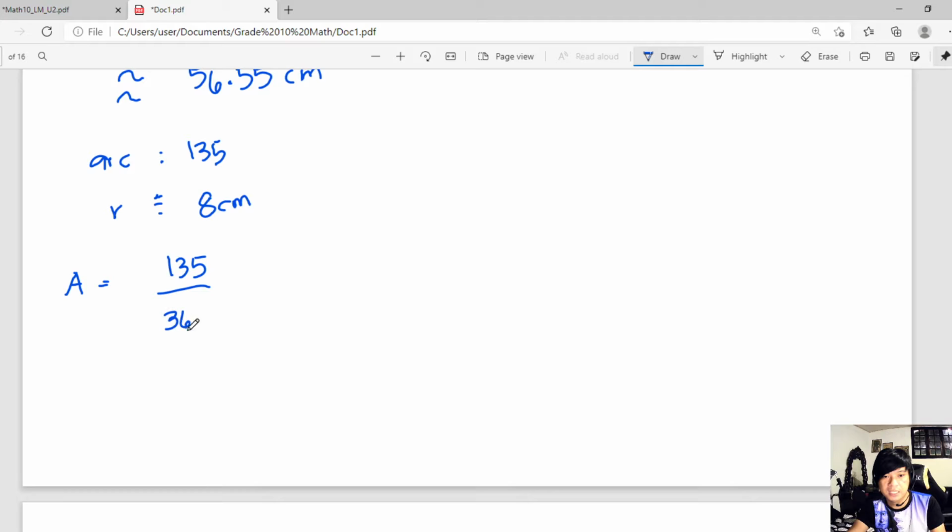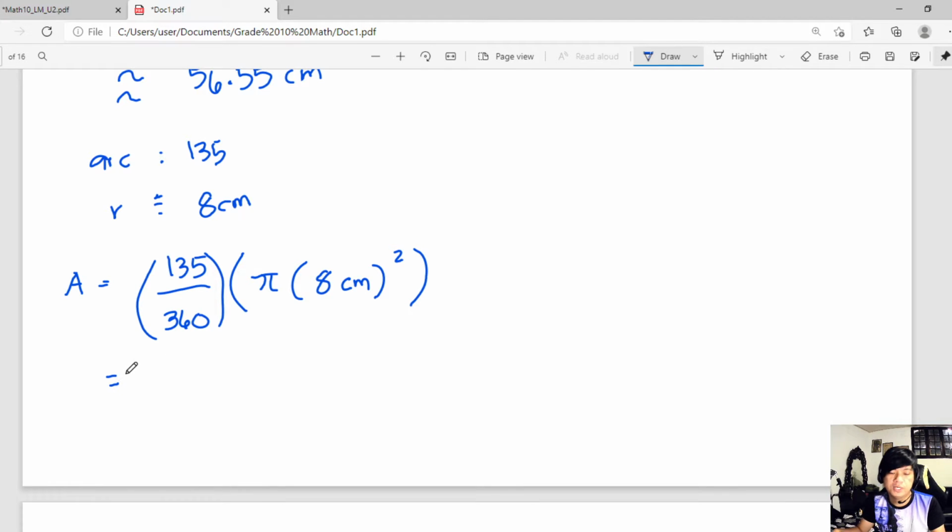over 360 times pi times 8 centimeter squared. So the lowest term of 135 over 360 is 3 over 8, times 8 squared is 64, pi centimeter squared.